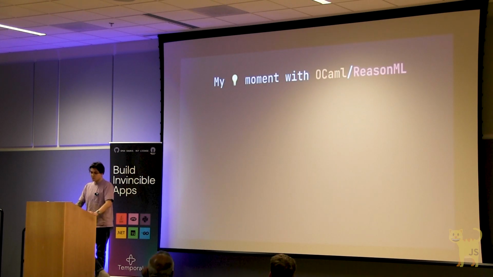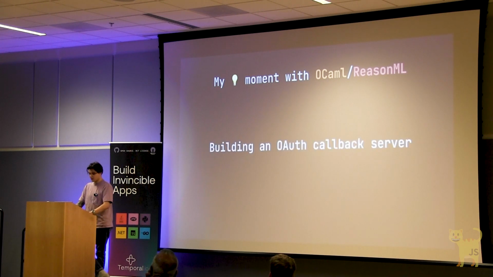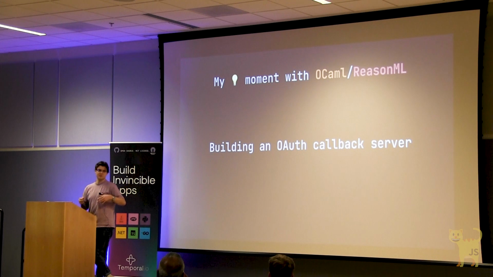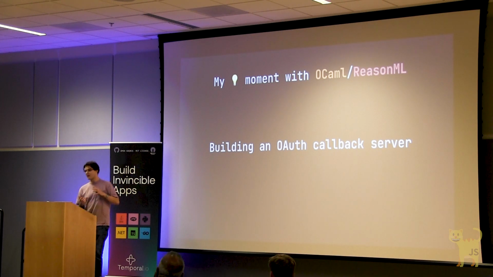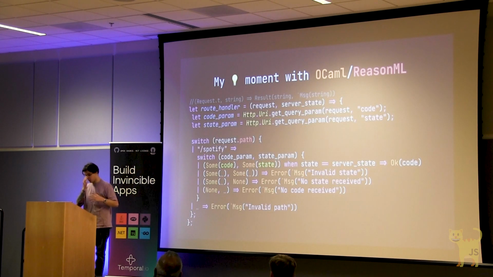So my light bulb moment with OCaml and ReasonML occurred when I was building an OAuth callback server. I started learning OCaml in my free time, and I was having a pain point at the time where I was switching from Spotify to Apple Music, and all the services to transfer playlists either sucked or were really expensive. So I was like, I'm going to do this on my own. Part of that was building OAuth, because both Apple Music and Spotify make you authenticate using OAuth. So this is the code, and we'll go over this line by line.